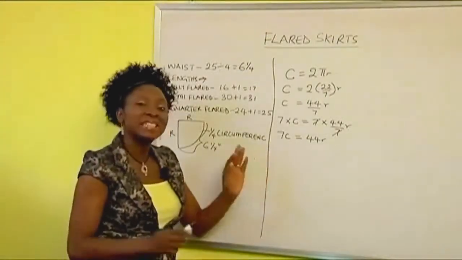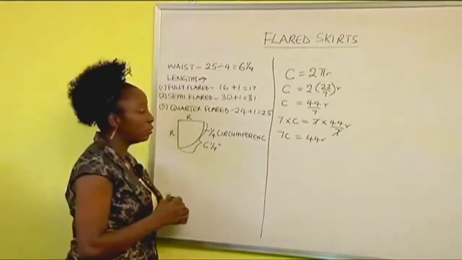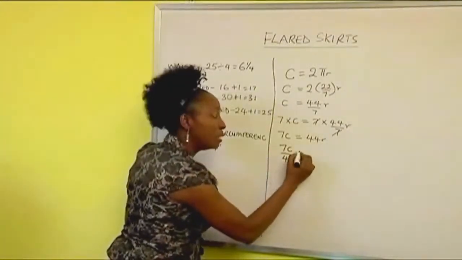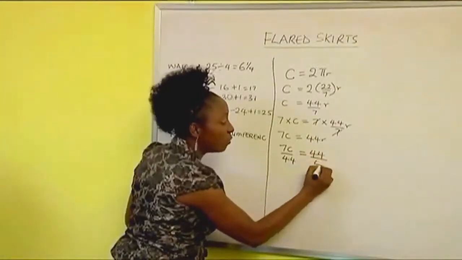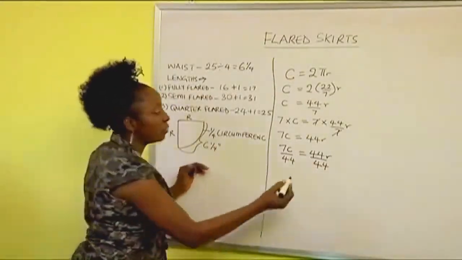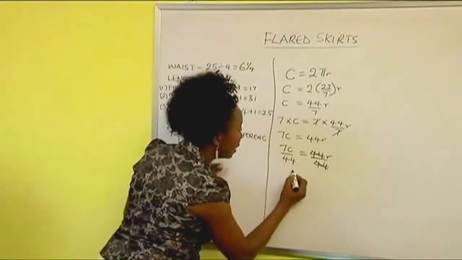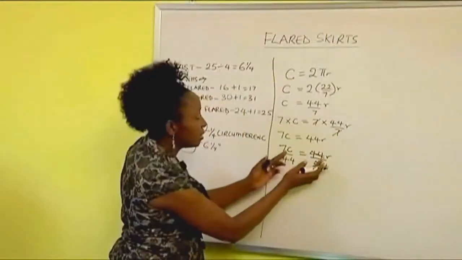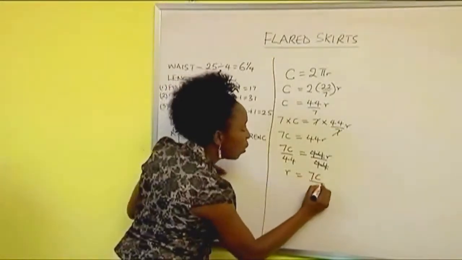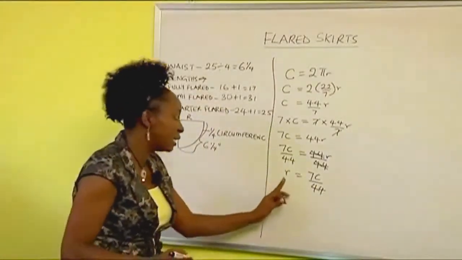So I want to take this and divide both sides by 44. Very clever. That's why mathematics is very good for life. So 7C divided by 44 would give me 44r/44. Now once I've done this, I just cancel 44 with 44, and then what I'm left with is r. So now I'll change this to the other side, and that will be r equals 7C/44. Easy.